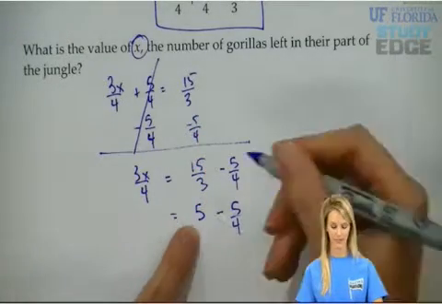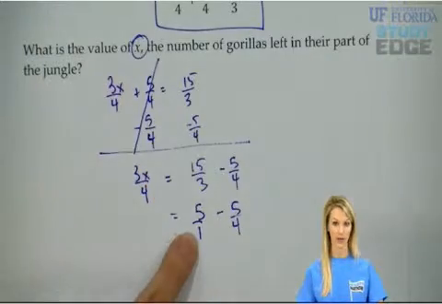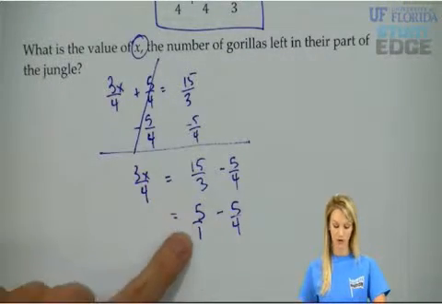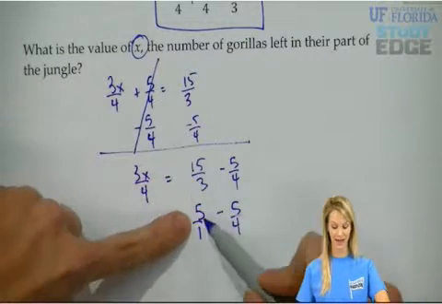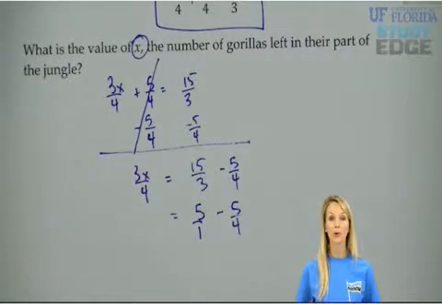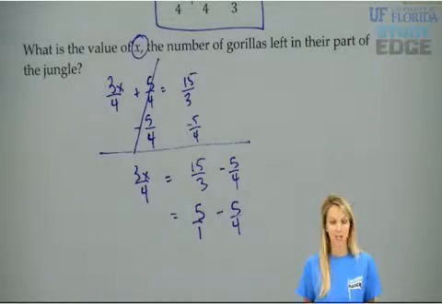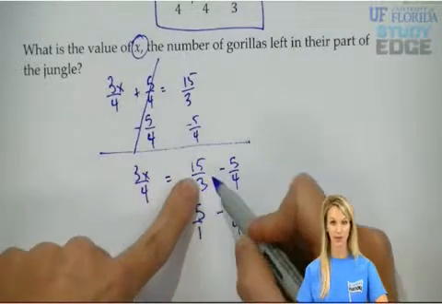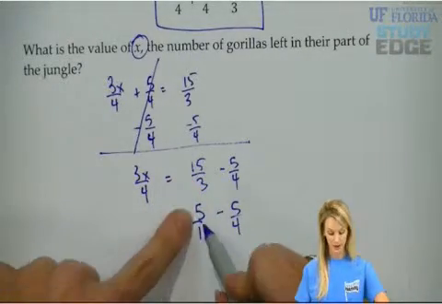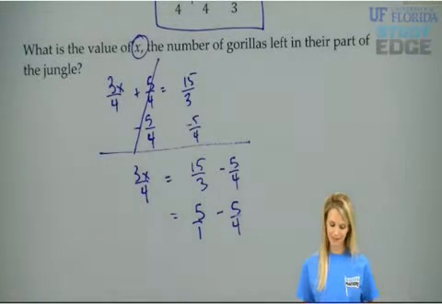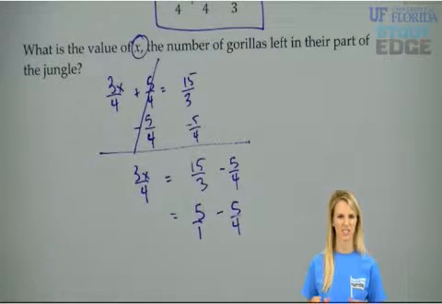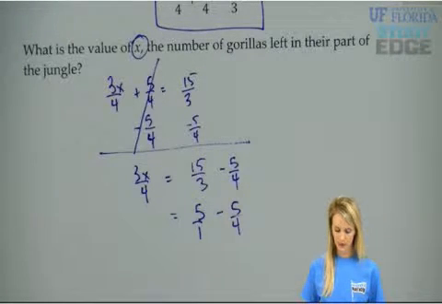Well, 5 is the same thing as saying 5 over 1, right? Anything divided by 1 is just itself. So 15 over 3 is the same thing as saying 5 over 1. They both mean 5, just a different way to write it. 15 divided by 3 is equal to 5. 5 divided by 1 is equal to 5. Alright, so I think maybe I've simplified this a little bit, made this a little bit easier for us. Let's see what our next step is.